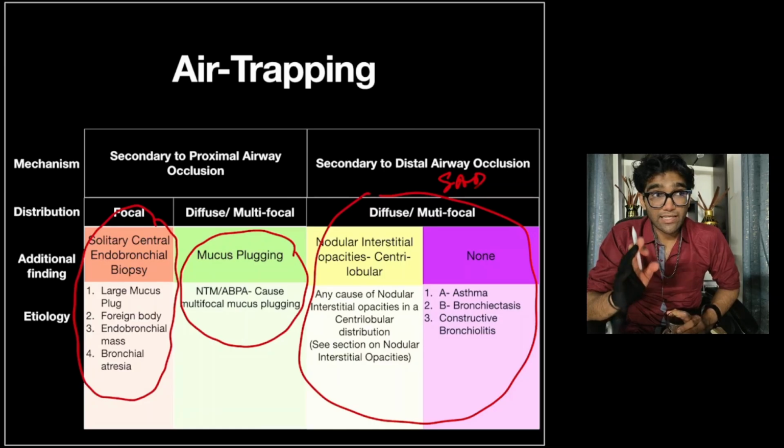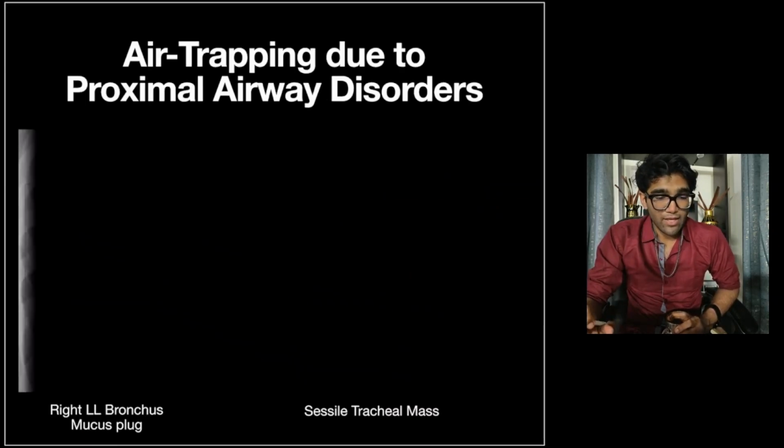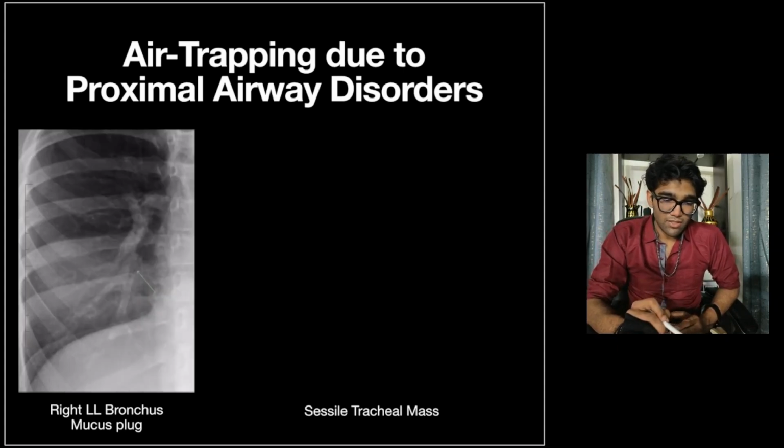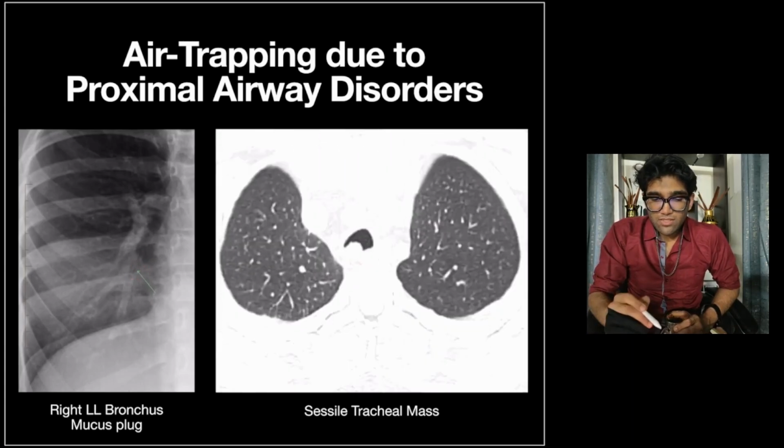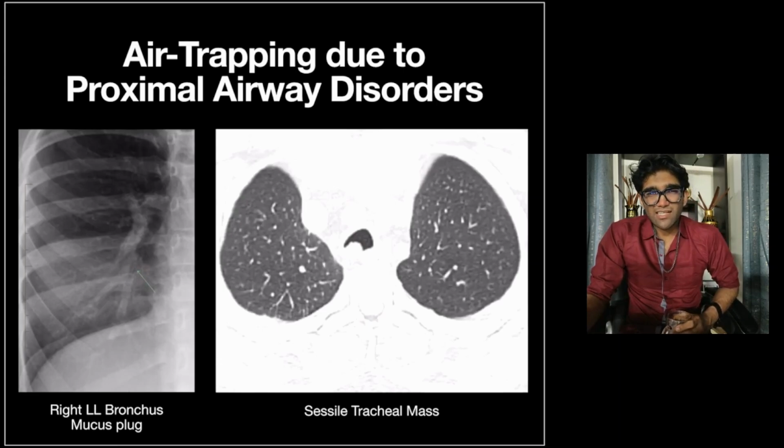And again, reiterating, this is an exclusively expiratory CT finding. As representative examples, even on a chest X-ray, you can see that there is a mucus plug within the proximal right lower lobe bronchus. Similarly, in this CT, you can see that there is a sessile mass within the trachea. Now, masses within the trachea are extremely rare, and most are neoplastic, malignant. That discussion is beyond the scope of the present discussion. I'll be getting to malignancies and oncology at a later date, so we'll be discussing it at that point.